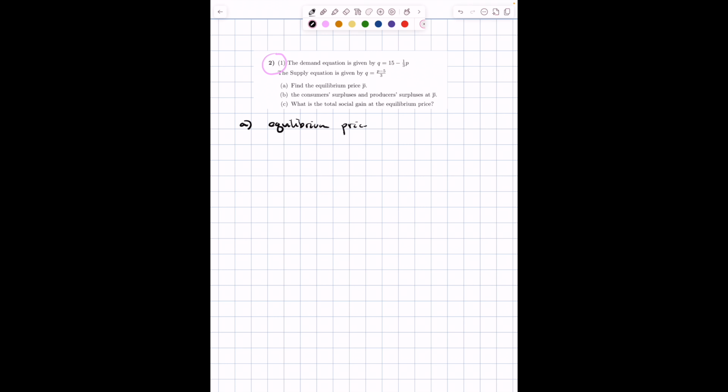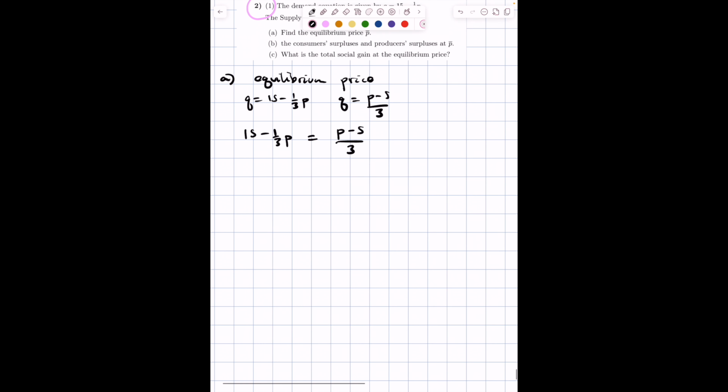Basically, given the demand equation and given the supply equation, we need to find the P bar such that the prices are equal when the quantity is equal. So I have Q is equal to 15 minus 1/3 P, and then Q is equal to P minus 5/3. I can set these equal to each other, so 15 minus 1/3 P is equal to P minus 5/3.